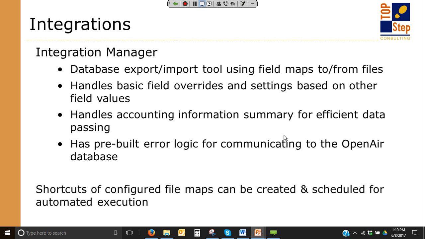Because it does a file mapping, it has the ability to save the map into something called a shortcut, and that becomes a standalone executable that can be scheduled. So Integration Manager is quite often used to build batch integrations. You can do the configuration, save the executable, schedule it to run, and now you've got a batch integration at a fairly low cost.